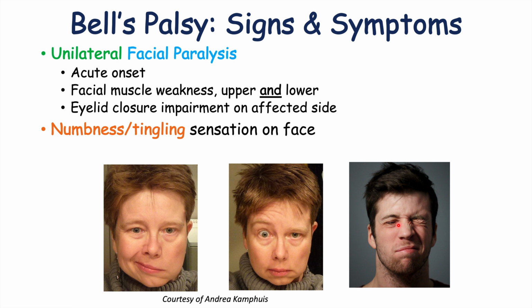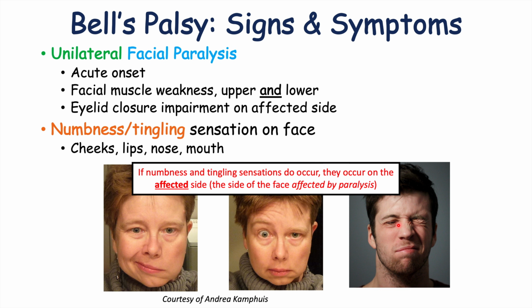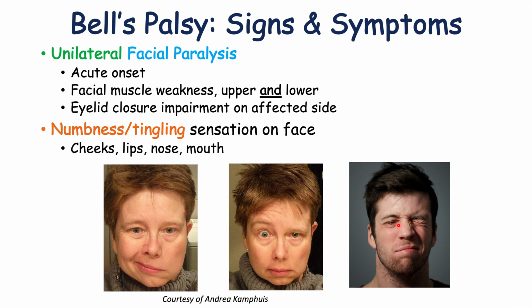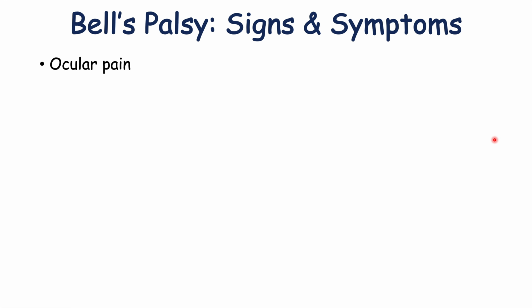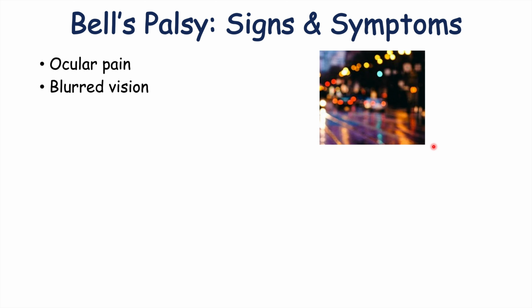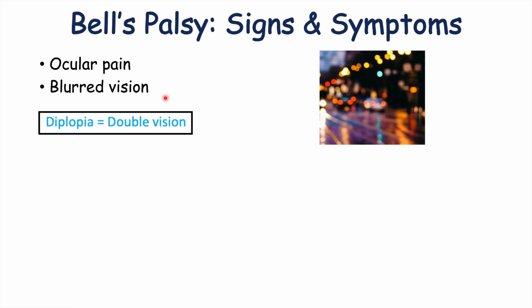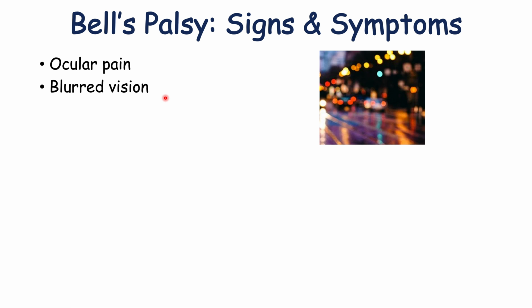There may be numbness and tingling sensations on the face. This may be due to some co-involvement of the trigeminal nerve or cranial nerve 5. So some patients may have numbness or tingling sensations on their cheeks, their lips, their nose, or their mouth as well. Now, some other important signs and symptoms of Bell's palsy that may occur in some patients include ocular pain and blurred vision. Although a patient may have blurred vision, they're not going to have diplopia or double vision. If they do have double vision, that may be an indication of a central nervous system issue. So that is also something to make note of.